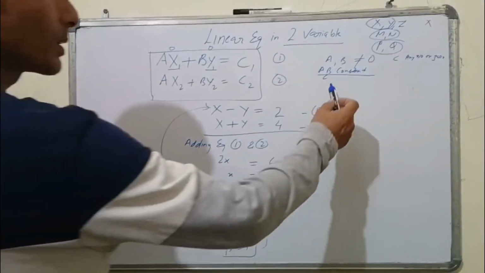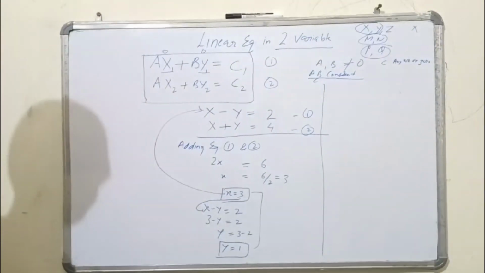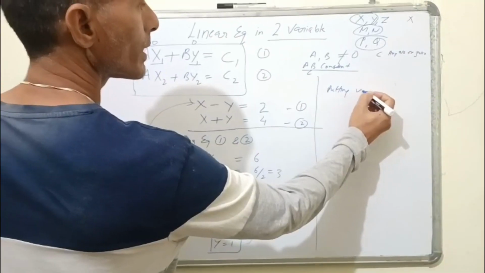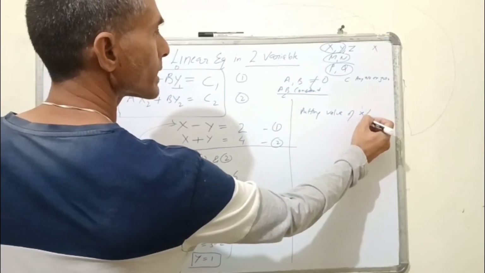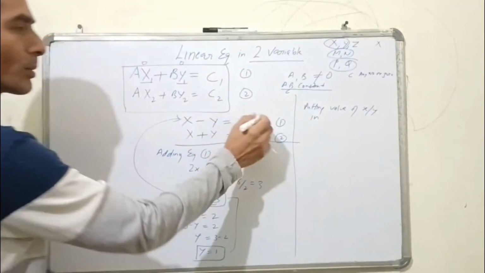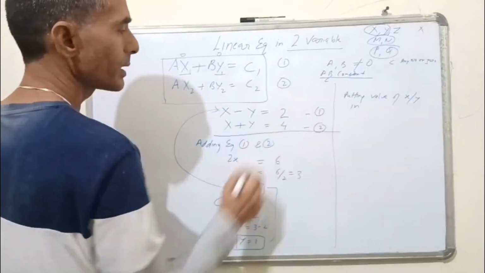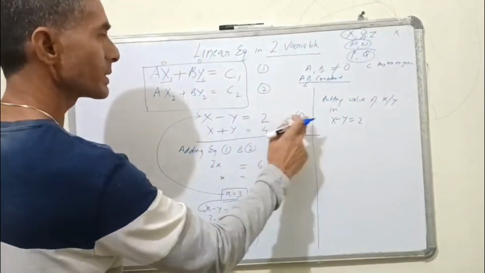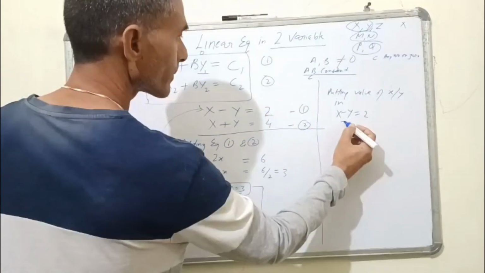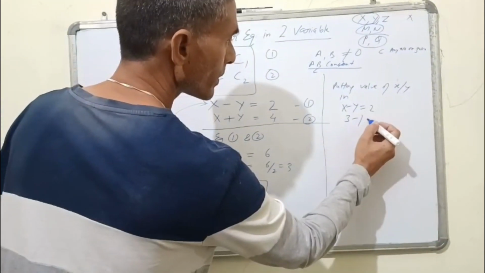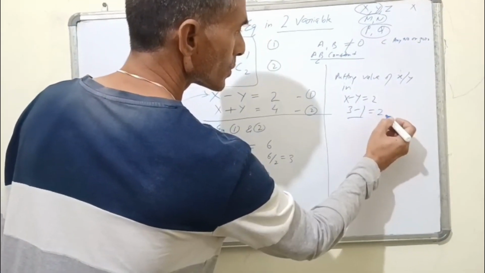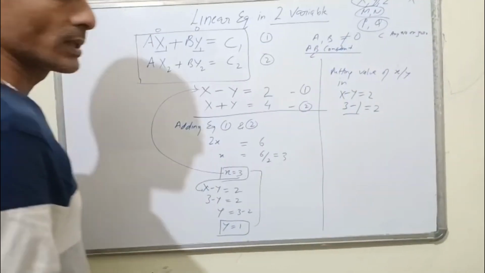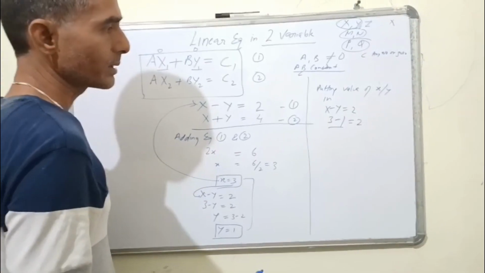Now we have to cross check whether this answer is correct or not. So we will put the values of x and y in any of these two equations, but let's say we will put it in equation number 1. The original equation number 1 was x minus y is equal to 2. The x value is 3, the y value is 1. So 3 minus 1 is how much? 2. If you see, the right hand side is also 2 and the left hand side is also 2. That means our solution is verified.